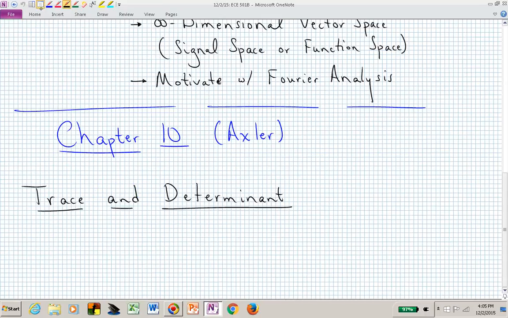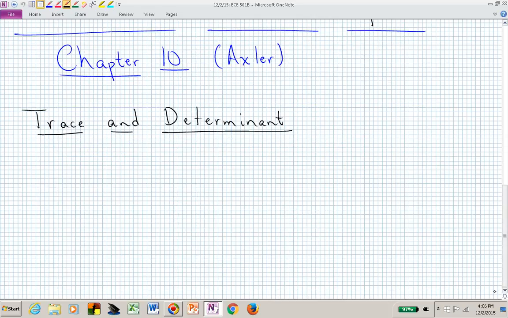So let's now get into Chapter 10. The material in Chapter 9 is consistent with what we talked about in Chapter 8. It's just now focused on this real version of what we talked about over the complex fields. Let's now talk about trace and determinant, and these are defined for an operator, or a linear map that maps from one vector space back into itself. So this is now trace and determinant.